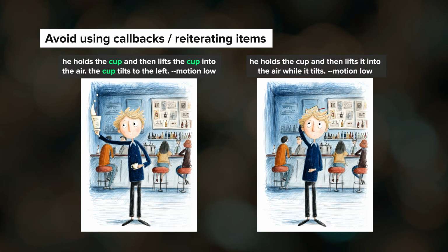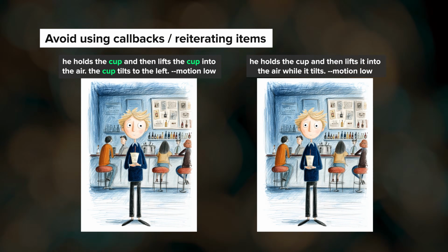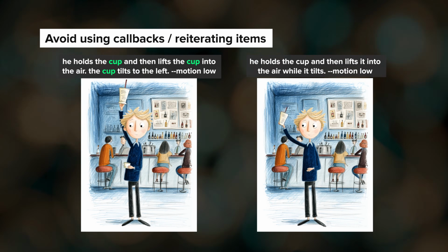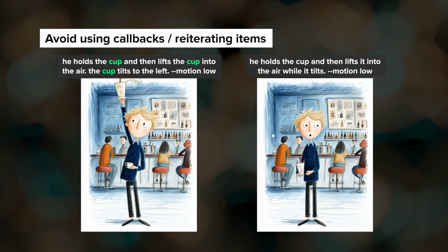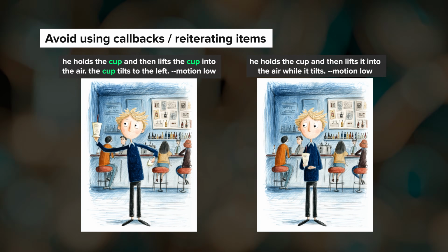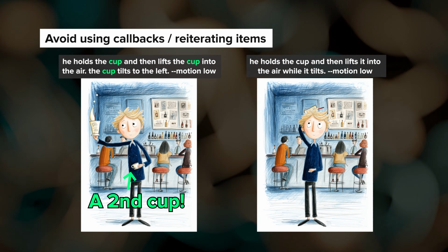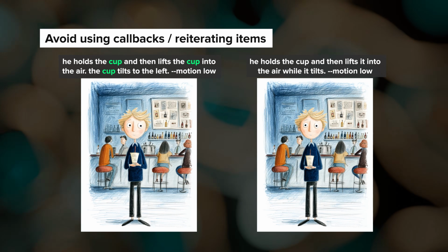Using callbacks is a great way to improve clarity for image prompts and ensure specific details are included. This is something that I shared in my V7 tips video, but with the video model, it might mean that the item you're reiterating shows up multiple times.